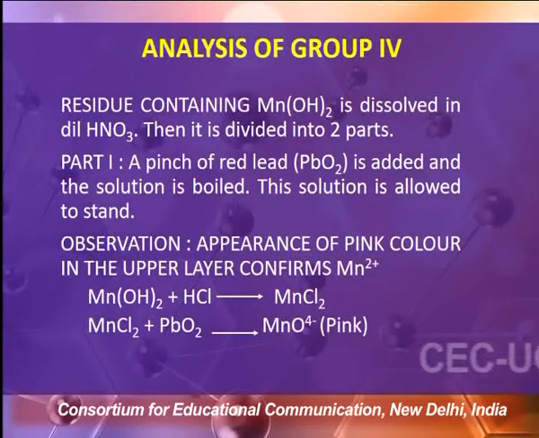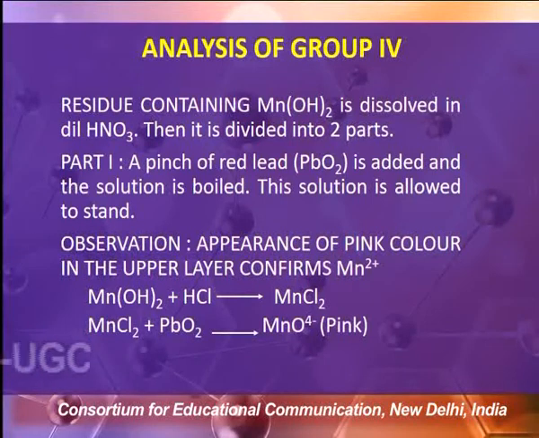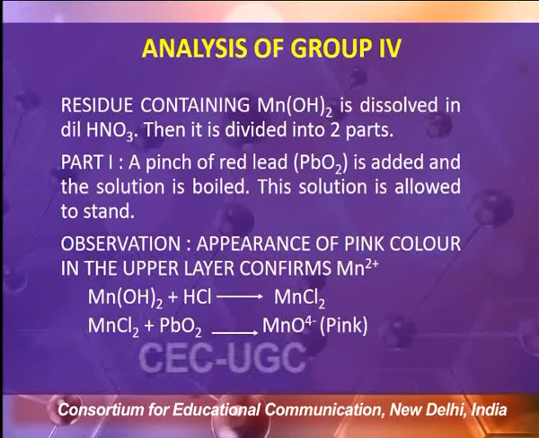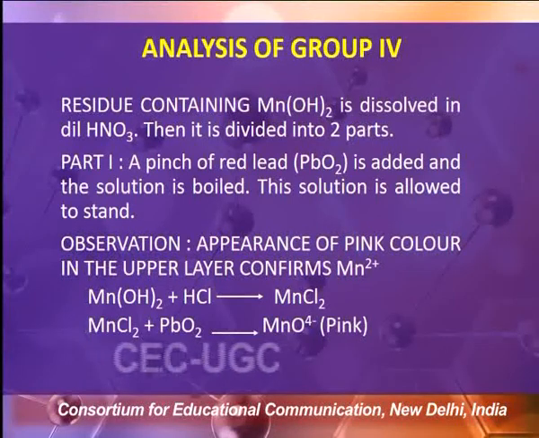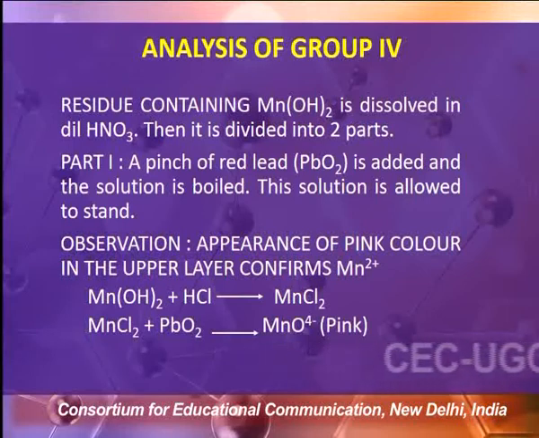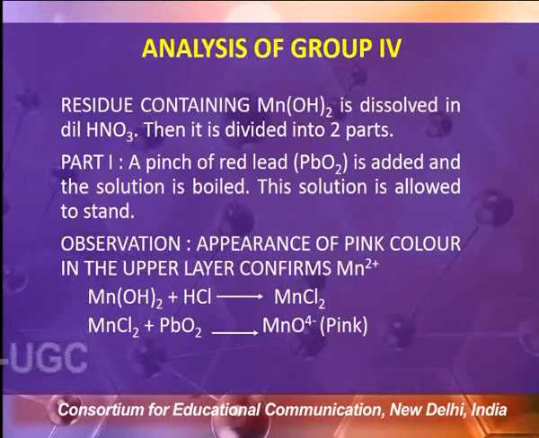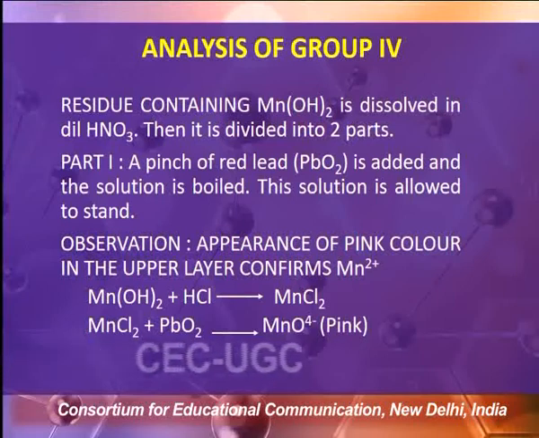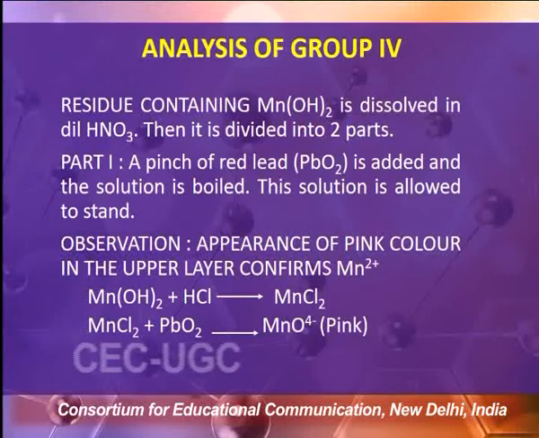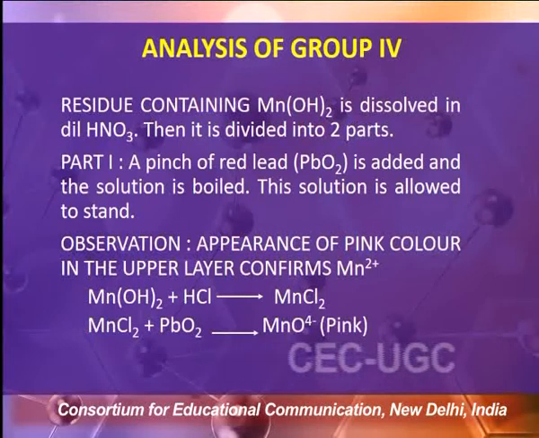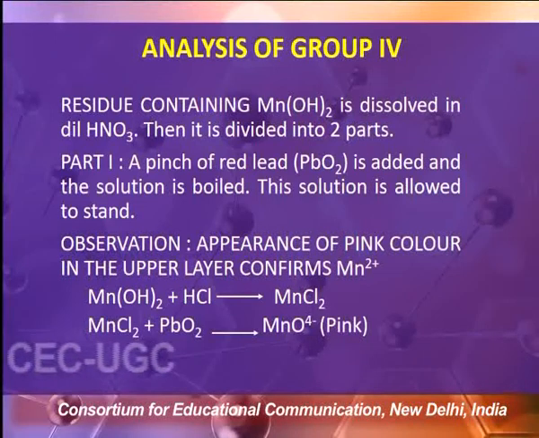Now, coming to the residue containing manganese hydroxide, it is taken and dissolved in dilute nitric acid. So, manganese hydroxide dissolves in nitric acid and then it is divided into two parts. To the first part, a pinch of red lead, which is also called lead dioxide, is added and the solution is boiled. This solution is then allowed to stand. If there is an appearance of pink color in the upper layer, it confirms the presence of manganese ions in the mixture. So, the equation which explains the above test is as follows.